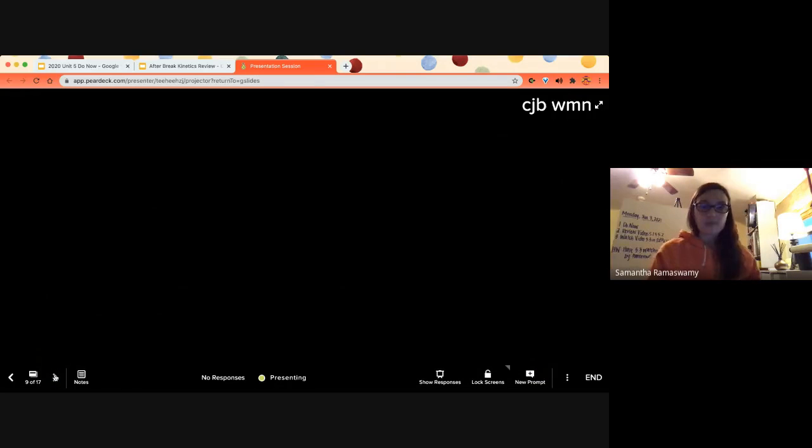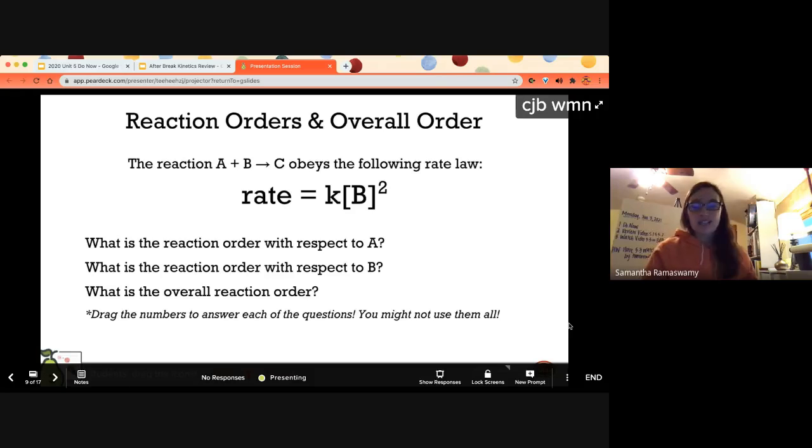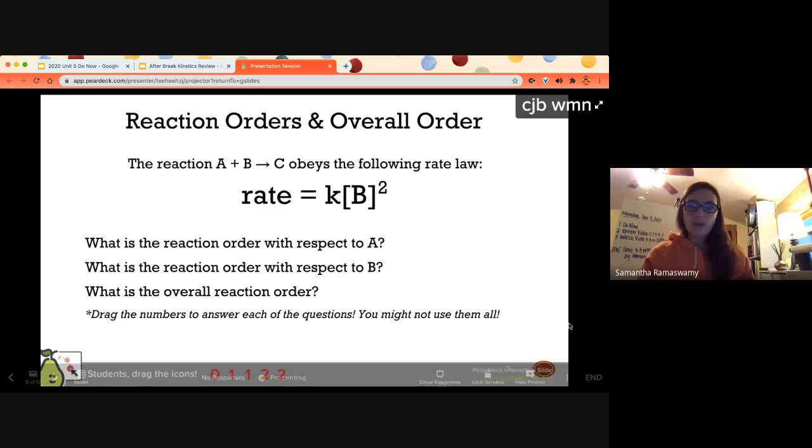Okay, good. So here's that same rate law that we just looked at. Rate equals K times the concentration of B squared. So I want to know what is the order with respect to A, what is the order with respect to B, and what is the overall reaction order. So you can drag the numbers to each of the questions. You might not use all of the numbers. I just tried to put different numbers there for you. But I want to know what is the order with respect to A, order with respect to B, and the overall reaction order.